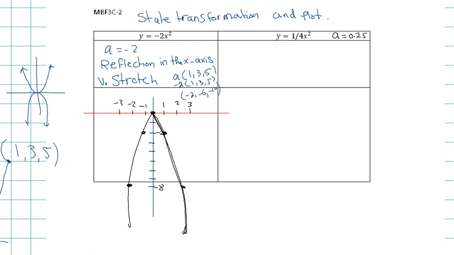Vertical compression, or vertically compressed, I will take that too. What would be your step pattern? That's right. So 0.25, because that's your A value, times the 1, 3, 5.